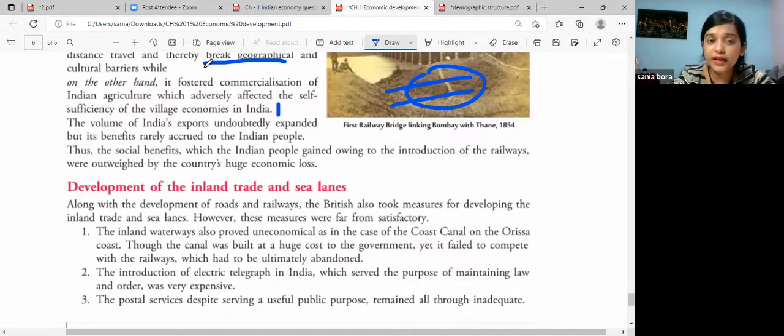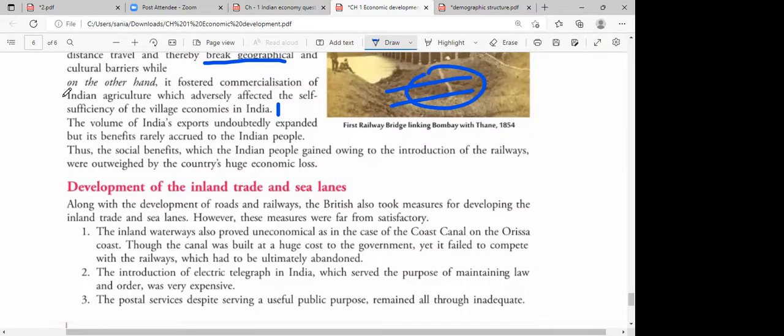So it forced commercialization of Indian agriculture, which adversely affected people. Most of the people were dependent on forests and agriculture, right? But now, as forests were being cleared, everything was being cleared. So basically, it affected the self-sufficiency. They were only dependent on forests, but now the Britishers were clearing the forest and the agriculture and all that. So basically, it affected them. Clear? So this is the negative point.